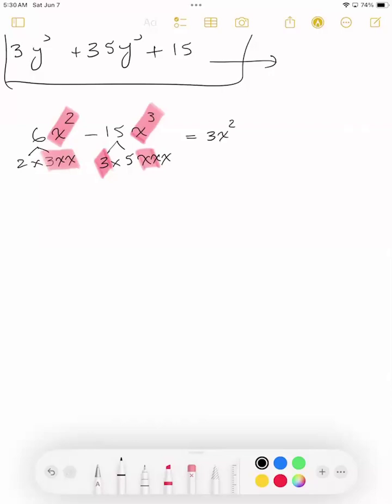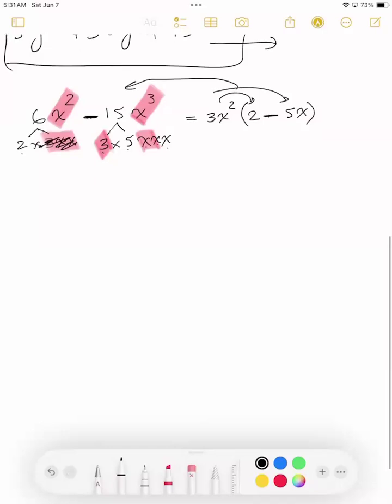So if I factor that out, I'm left with a 2. So you open up the parentheses, then you write the leftovers. Then you have a subtraction sign. You're taking factor of 3 and these x's, then you're left with 5x. If I multiply this through, I will get the same thing. Okay, so this is how you factor a polynomial.